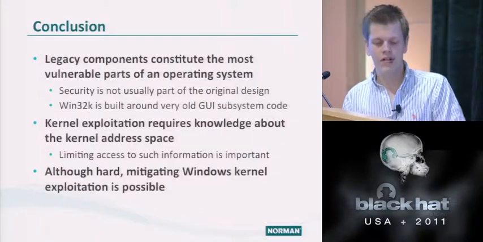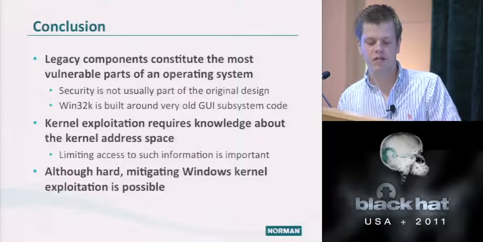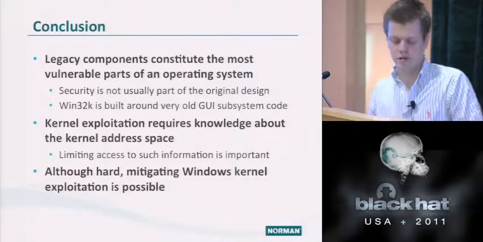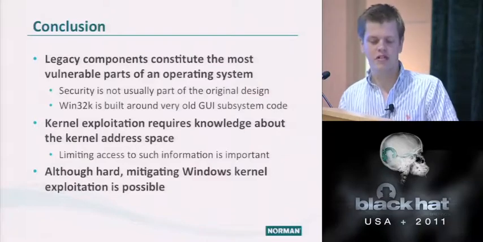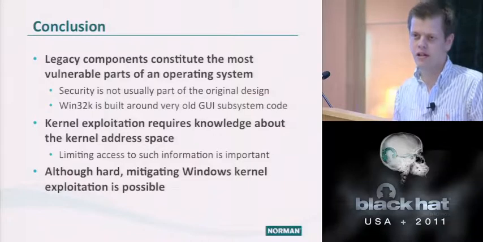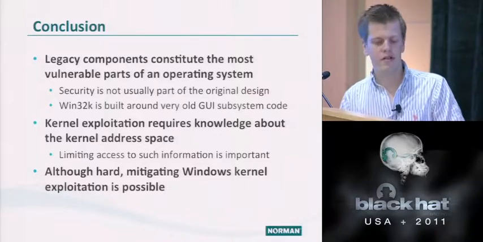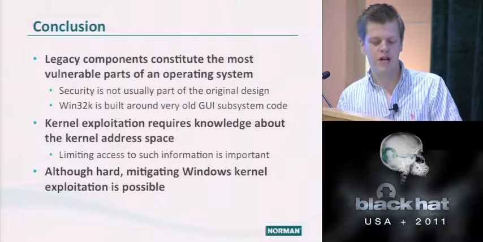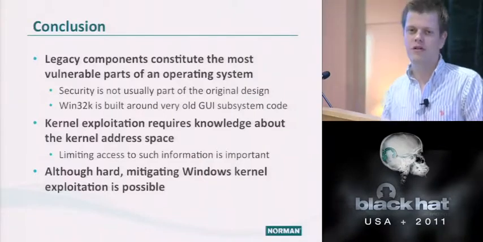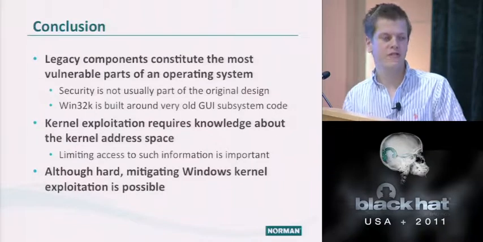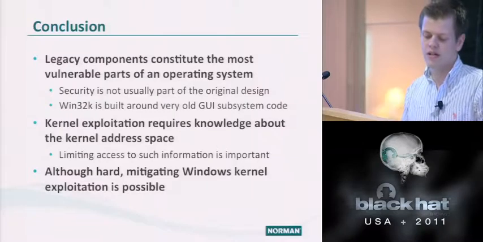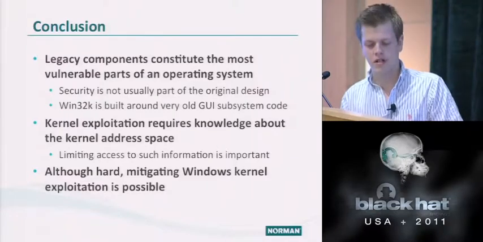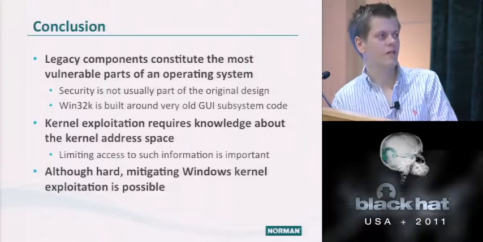Legacy components are probably the most vulnerable parts of an operating system, meaning that security was usually not part of the original design. Win32K is built around some very old GUI subsystem code that, before you introduced Win32K.sys, used much of the same code. So it's going to be difficult when you don't have security as part of the original design.